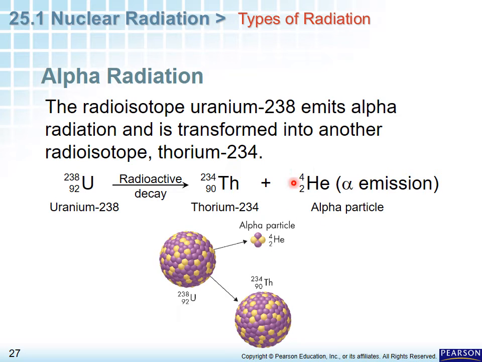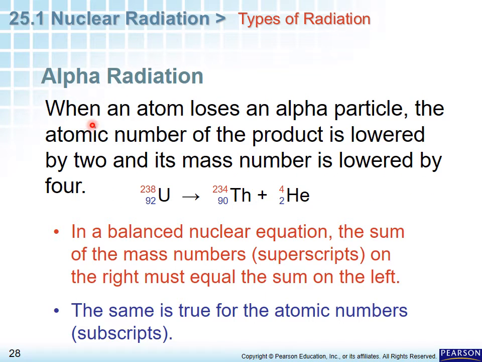The mass is going to be changed. This is atomic mass, remember. So uranium, which is 238, is going to convert after decaying. What happened? It released the alpha particles, alpha radiation. After releasing this radiation, it changed and formed the stable isotope. Now, when an atom loses an alpha particle, the atomic number of the product is lowered by 2 and its mass number is lowered by 4.